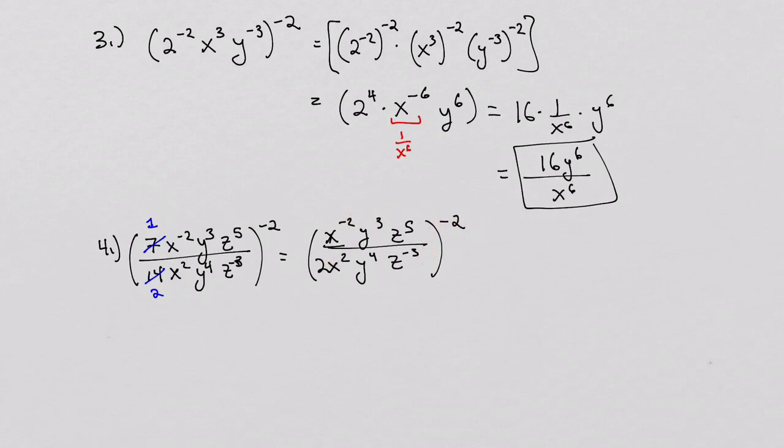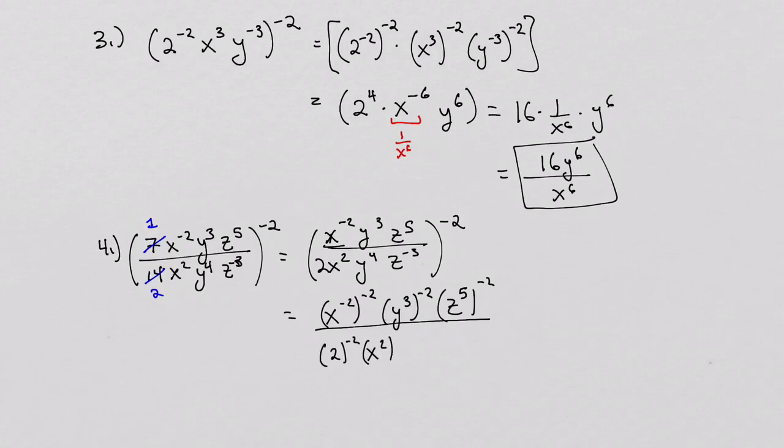So this will be x to the negative 2 raised to the negative 2, y to the third raised to the negative 2, z to the fifth raised to the negative 2, and then 2 raised to the negative 2, x squared raised to the negative 2, y to the fourth raised to the negative 2, and z to the negative third raised to the negative 2. Once again, if you want to skip this step and just go ahead and multiply the exponents, you are more than welcome to do so. In fact, I encourage it.